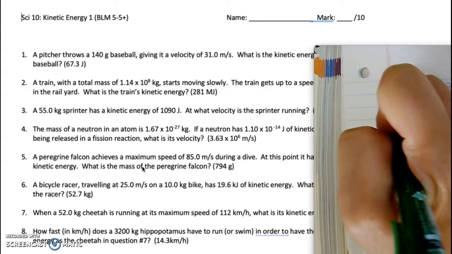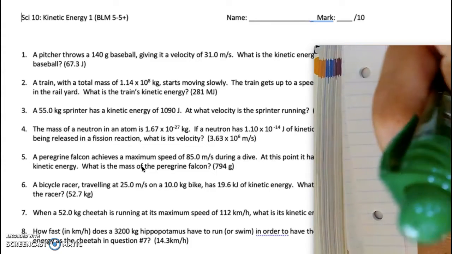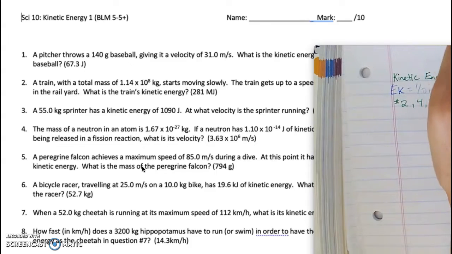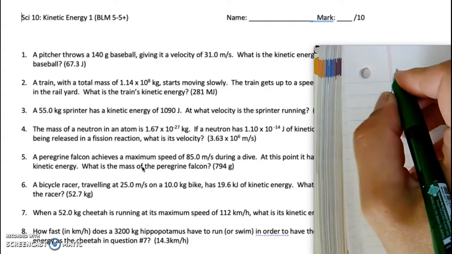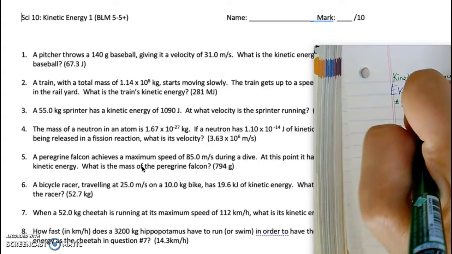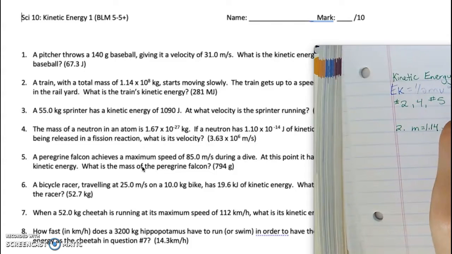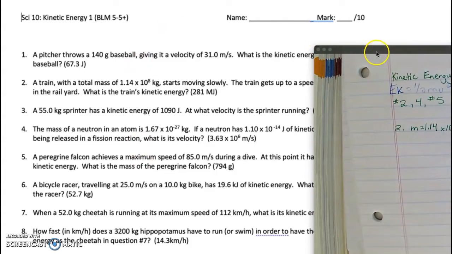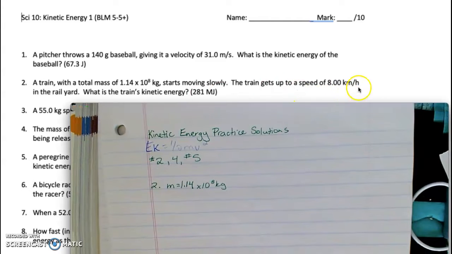Okay, so for number 2, let's label it kinetic energy practice solutions. So in number 2, we have a mass of 1.14 times 10 to the 8 kilograms. And it gets up to a speed of 8 kilometers per hour, and it has kinetic energy. I'm looking at this right now and I'm already going, oh, kilometers per hour, we don't like that, we like meters per second. So we're going to need to convert that at some point.